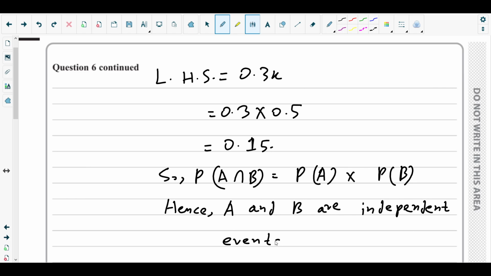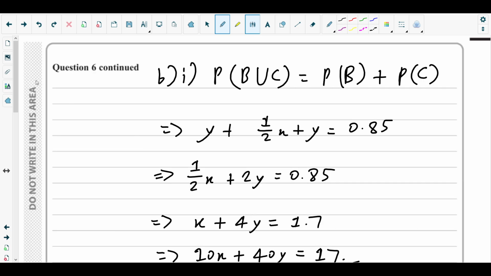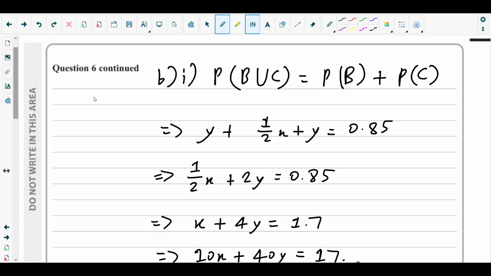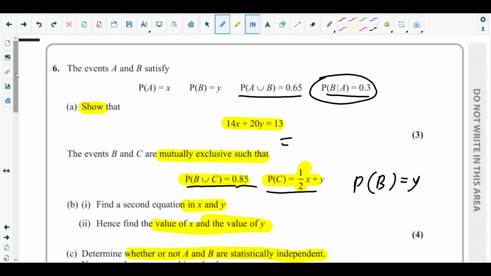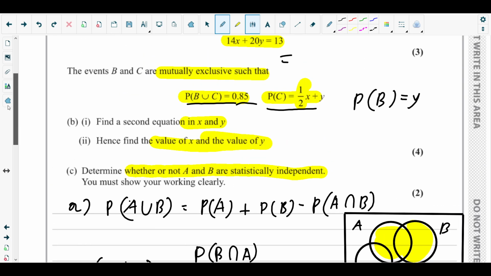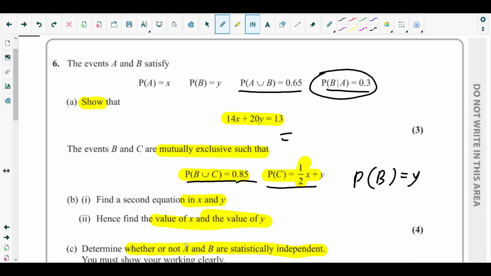That's it. Understand? So basically this is all about question number 6, and that's the end of question number 6 from the January 2024 Statistics 1 paper.